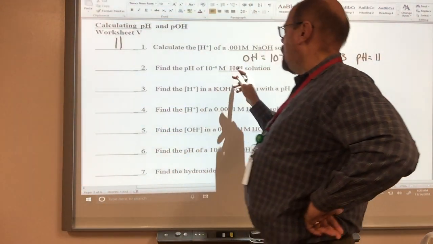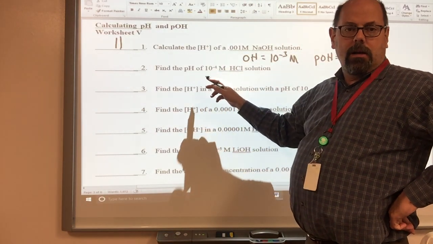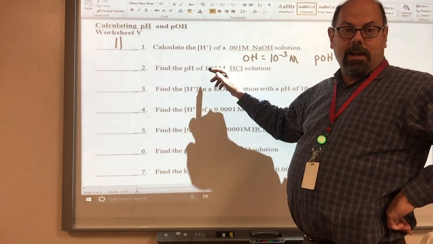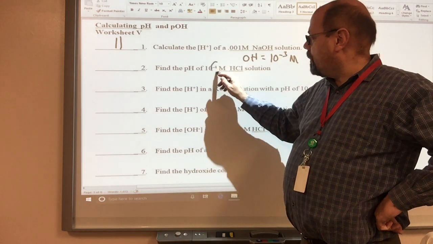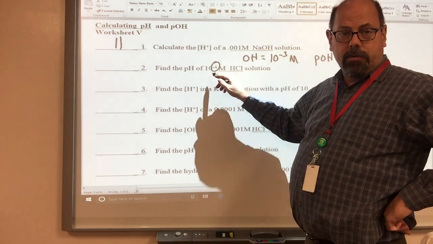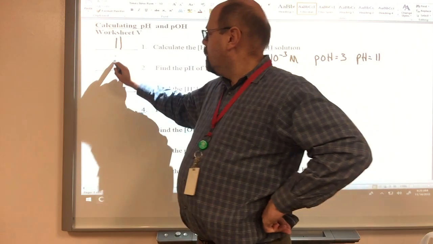You find the pH of an HCl solution. Oh, that's directly right there. What's the power of the molarity of H on this? It's whatever this exponent is, because I have an H solution. It tells me what the concentration is. The pH then is 4.